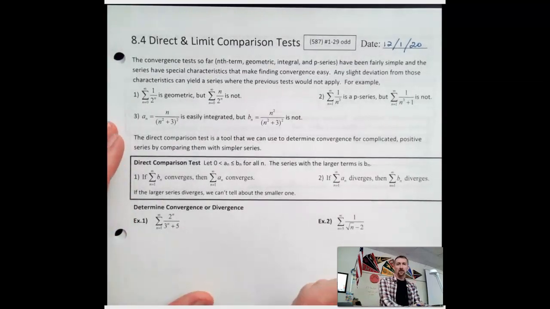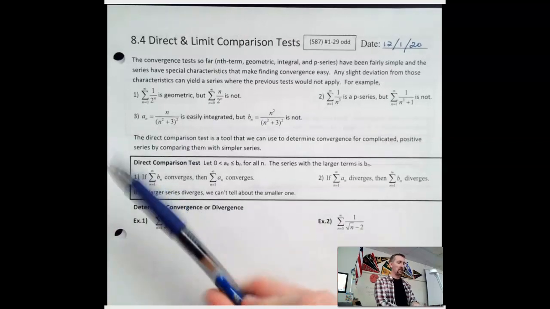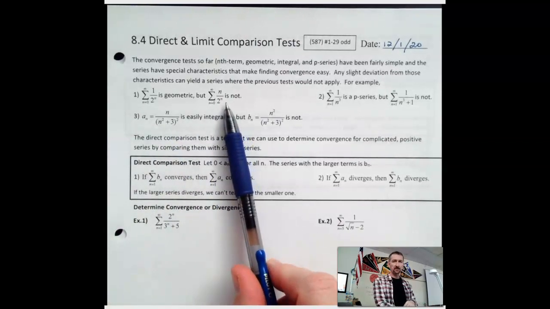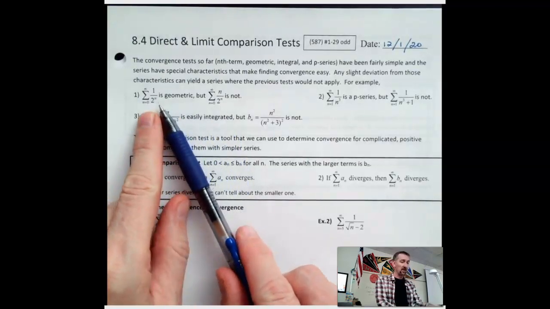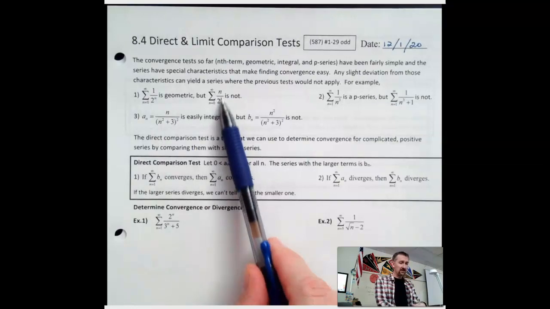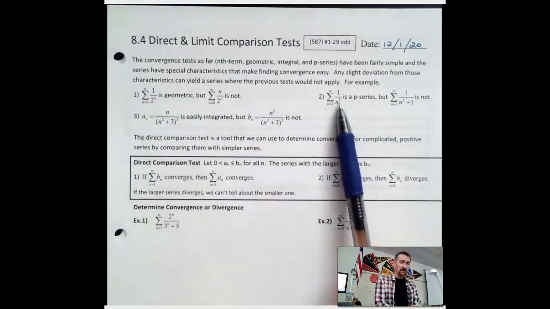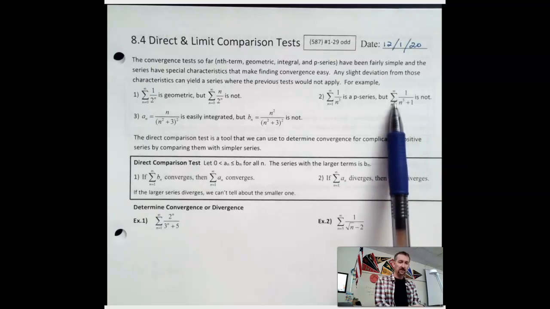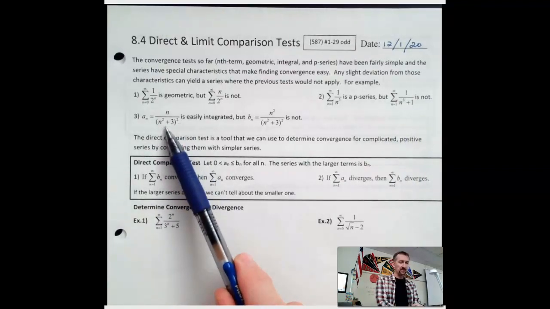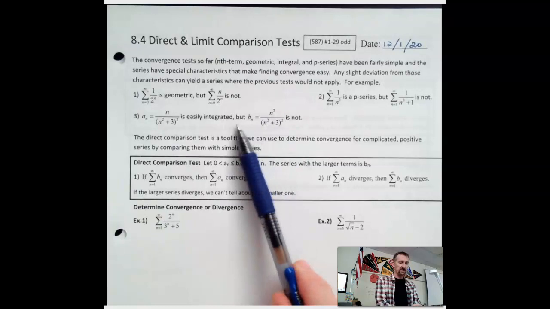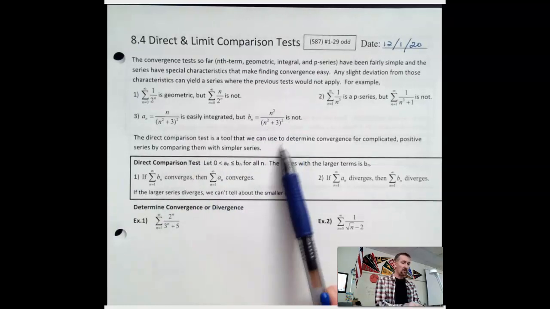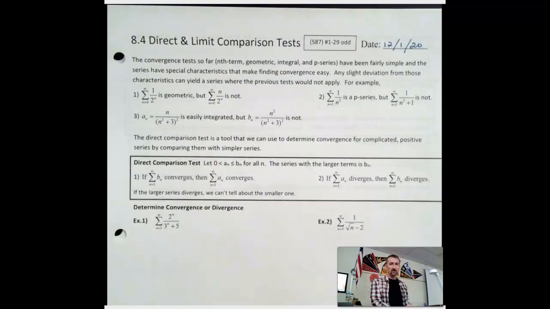Alright, so far the tests have been pretty straightforward, but sometimes we have series that don't fit into exactly one of those tests. So here, this is geometric. We're multiplying by 1/2 each time. But this is not geometric. This is a p-series, but if we add 1 here, that's not a p-series. This we can integrate because we can use u substitution, and du will have an n. This is not easily integrated. So what we're going to use on the front page here is the direct comparison test.